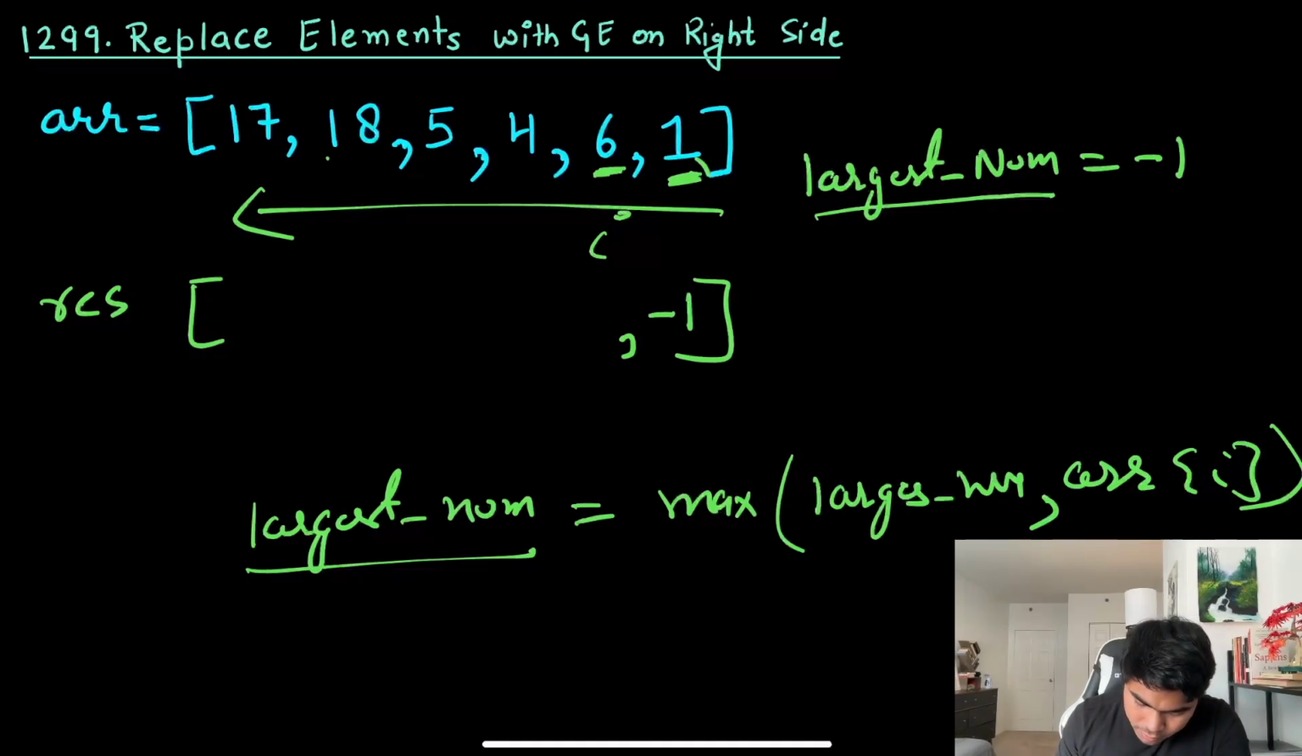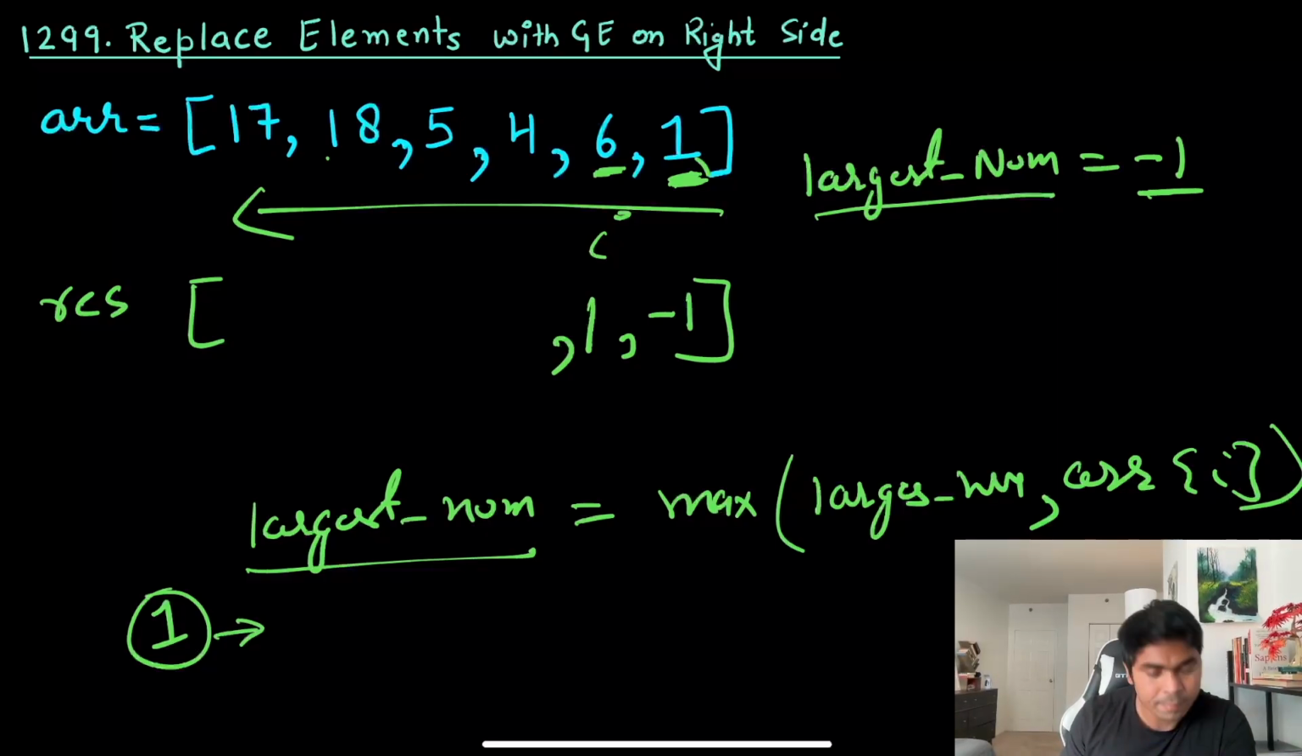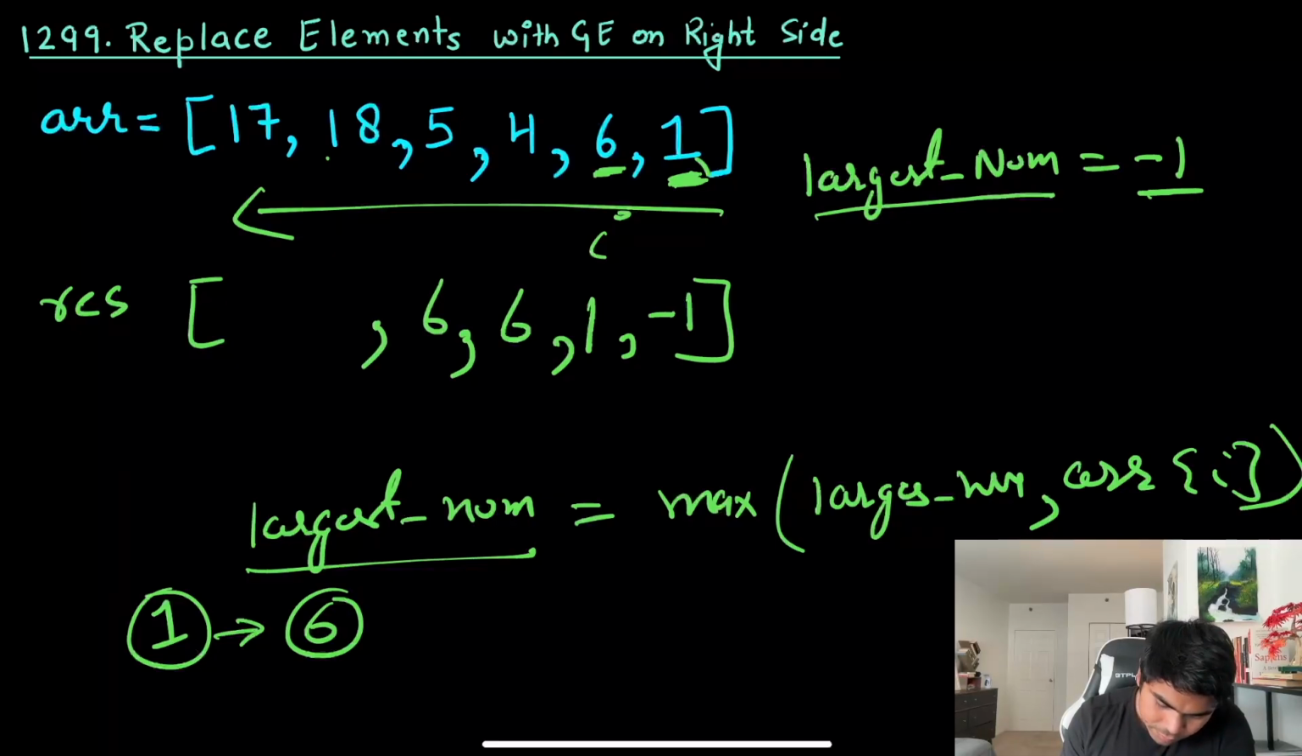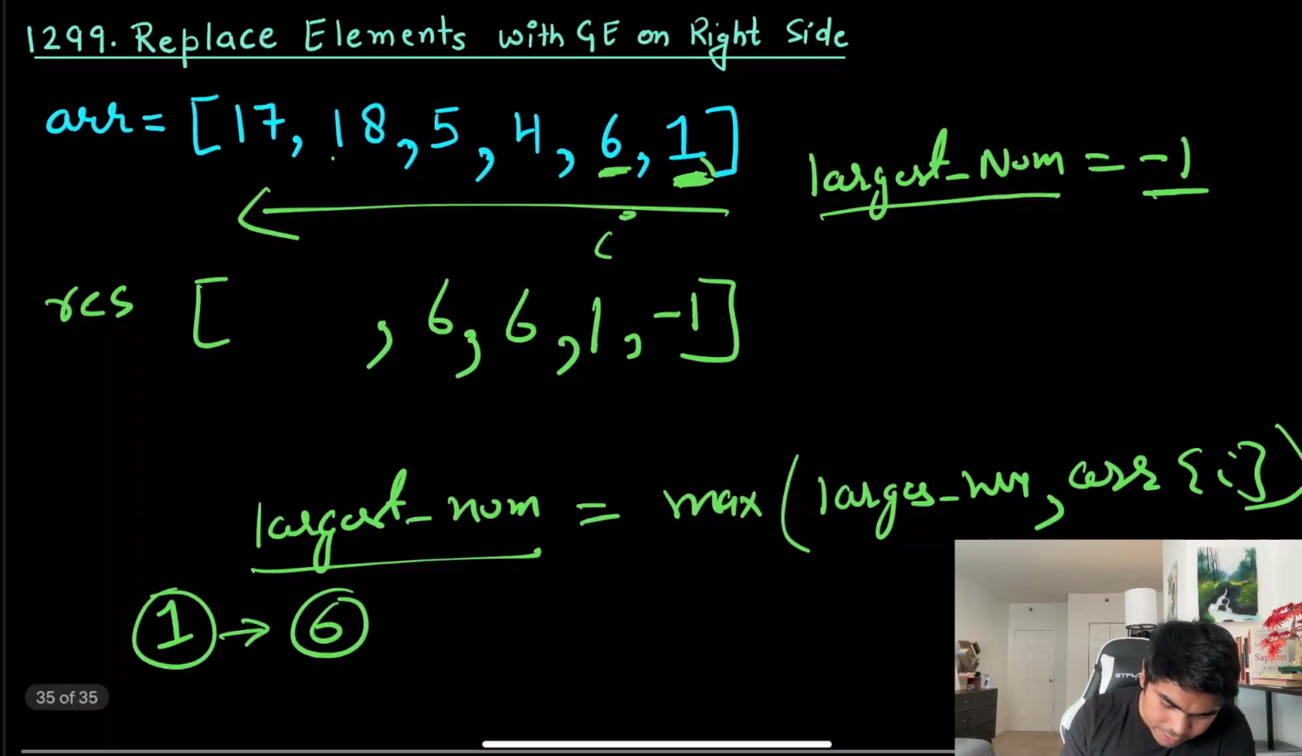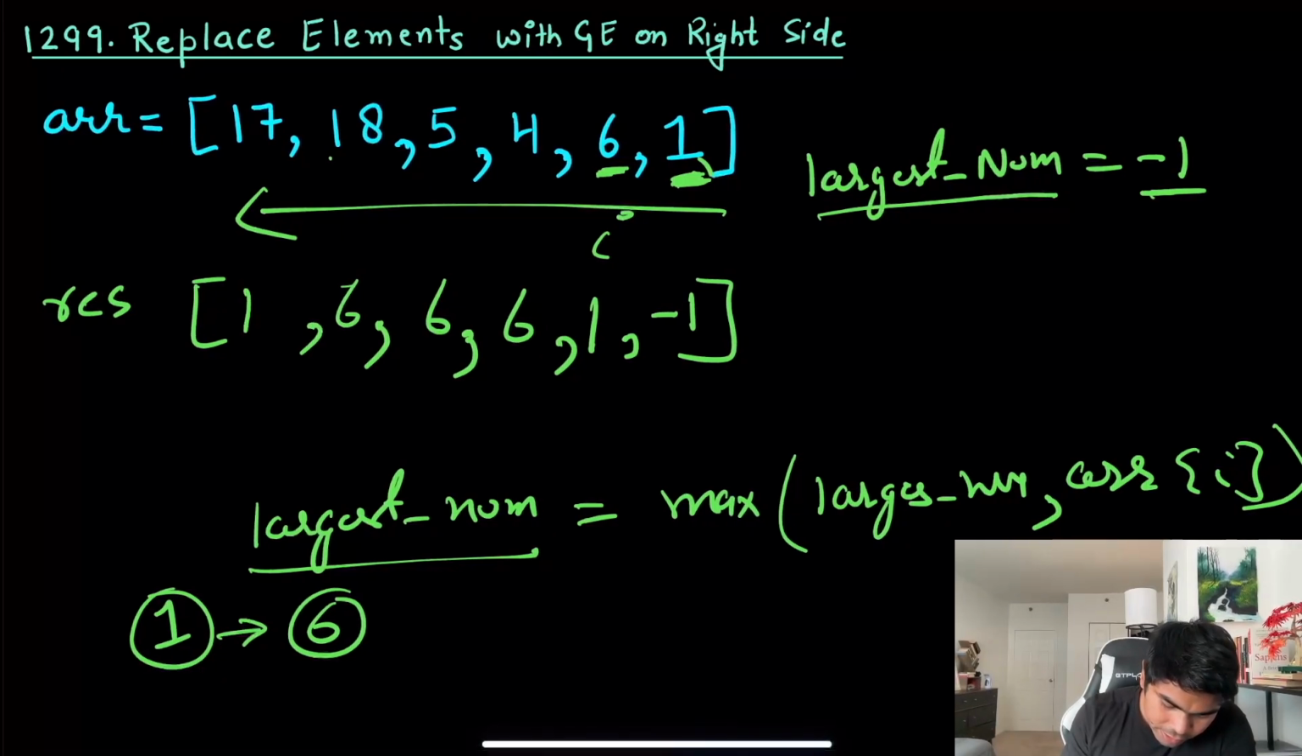So next time this largest number, initially -1, will become 1 now, right? It will become 1 because now it's seeing 1 right here. So for 6, I will place 1, and then it will get updated to 6 because 6 is greater than 1, and that's how we basically go and fill these. For 4 it is 6, for 5 it's 6, for 18 it is 6, and then for 17 it's 18.